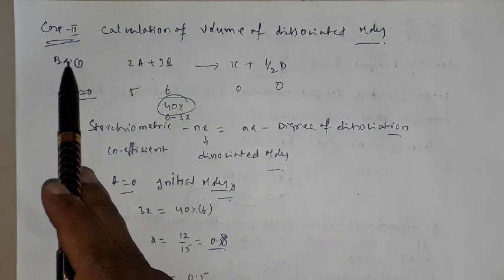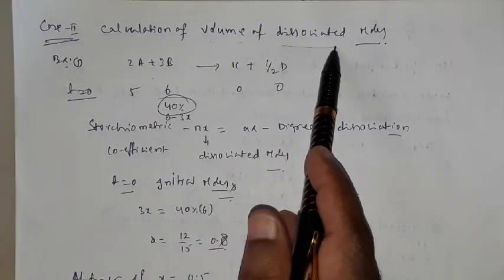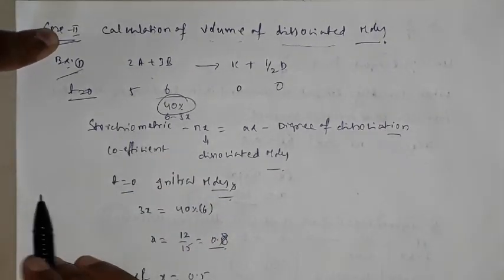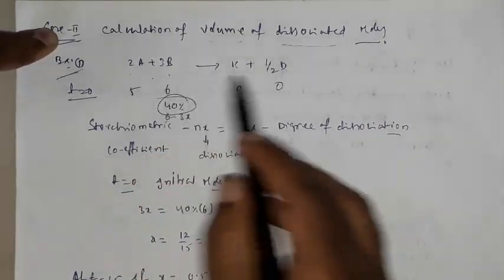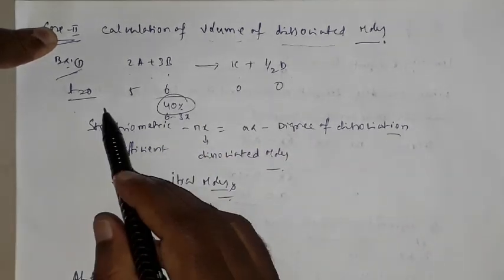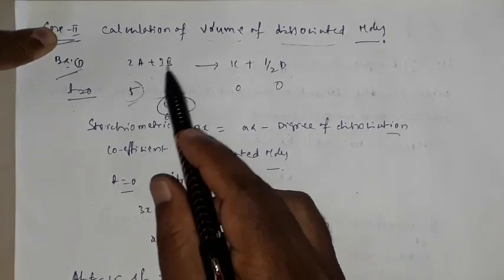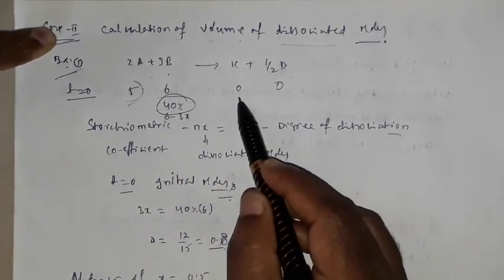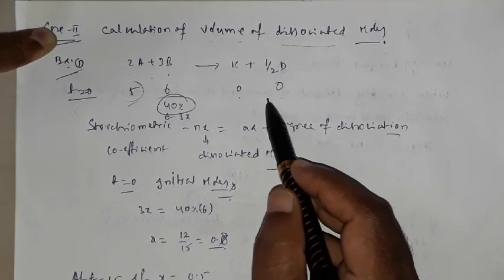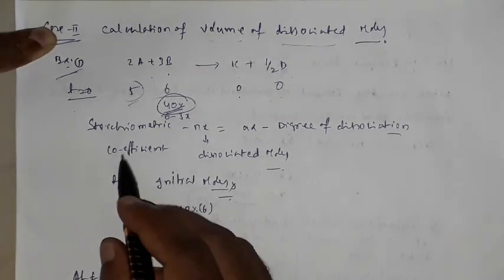I am going to discuss case 2, calculation of volume of dissociated moles. In this case, for example, 2A plus 3B gives rise to 1C plus 1D. At time t equal to 0, it is 5 moles of A, 6 moles of B, and C is 0 moles and D is 0 moles. Suppose 40% of B is dissociated.